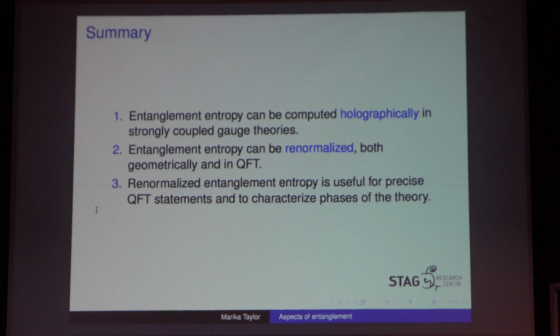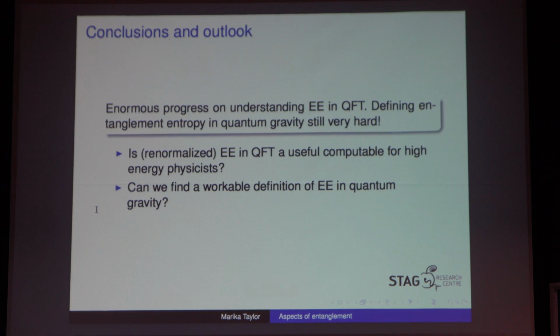So examples there are some work by Carlos Nunez and Shinji Sonnenschein, where actually their answer was not clean and it becomes clean with this. And it's also useful for characterizing phases of the theory. So there's enormous progress. I mean, mine is just one sort of side corner, but there's of course a huge progress on understanding entanglement entropy in quantum field theory. Defining entanglement entropy in quantum gravity is still very hard, and I haven't touched upon it at all here. So what I'm getting at is these notions of quantum generalizations of the Ryu-Takayanagi, quantum versions of the second law, and they're very hard to make very precise.